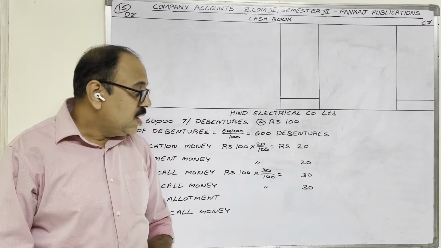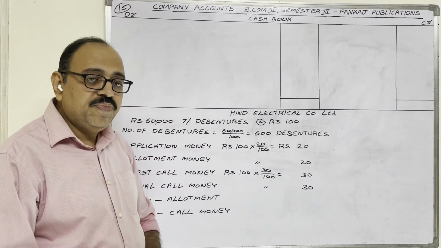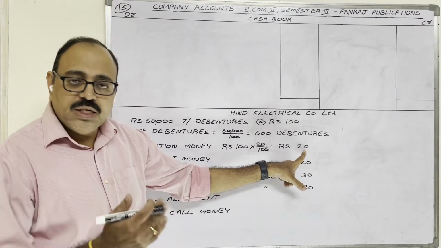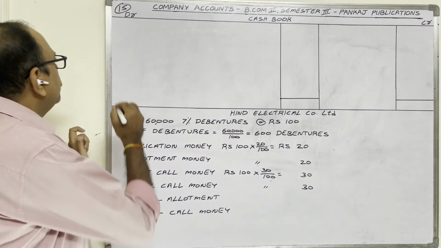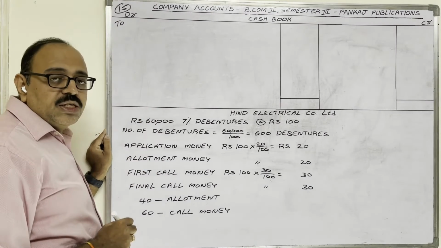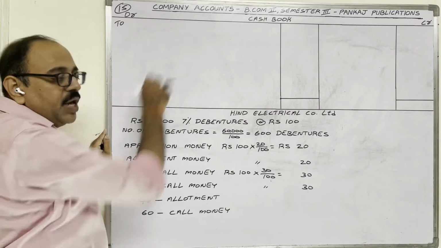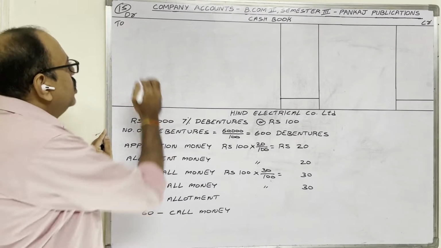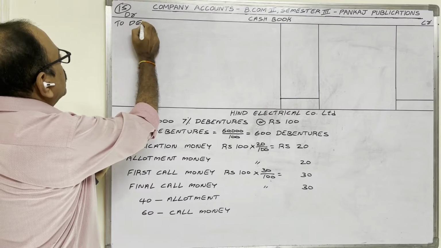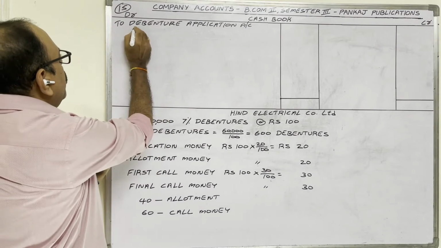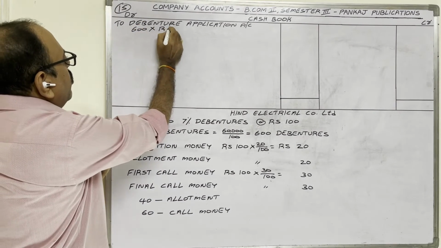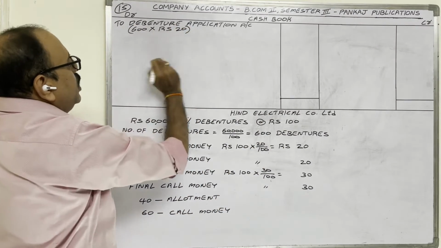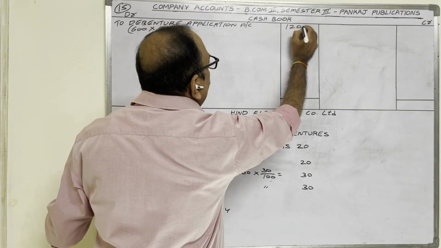First, what happened? The company received application money on 600 debentures at the rate of 20 rupees each. Money is coming in now, so we should show that on the debit side. In case of shares, we used to write share application account. This is debenture now, therefore instead of the word share, write the word debenture. To Debenture application account. 600 debentures are issued by the company now. On one debenture, application money is 20 rupees. 600 into 20 rupees, 12,000 rupees in the outer column.